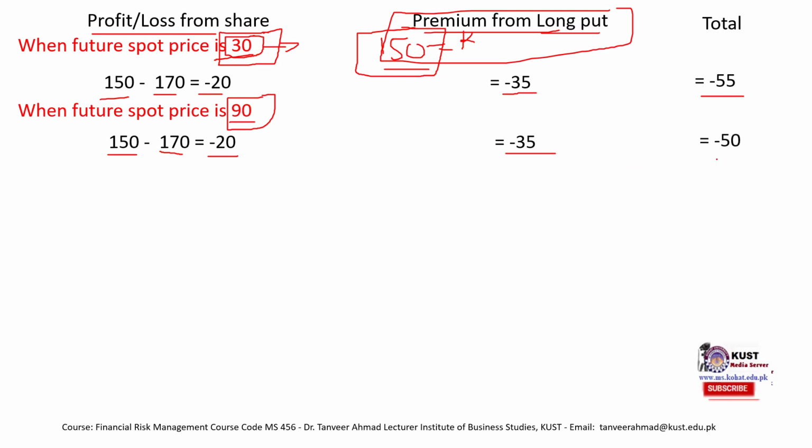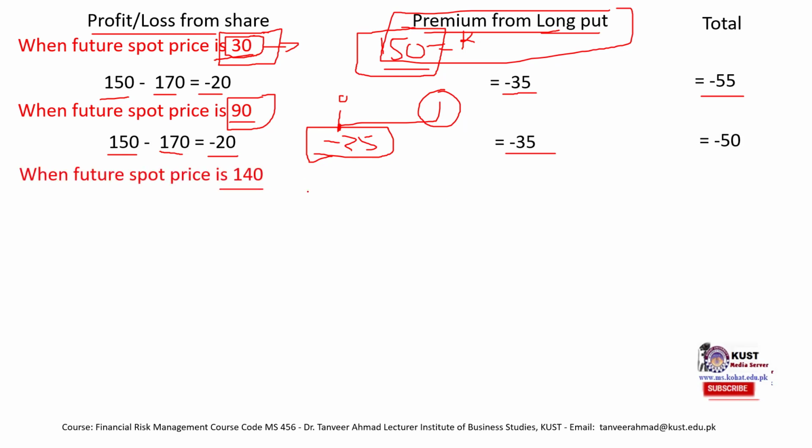This would always be minus 35, because you pay the premium at the start of the contract, whatever the start of the contract time is. And this 150 or 30 or 90 price is from a later time period. So this 35 had been paid and is not recoverable. This is the price of buying the right from someone.